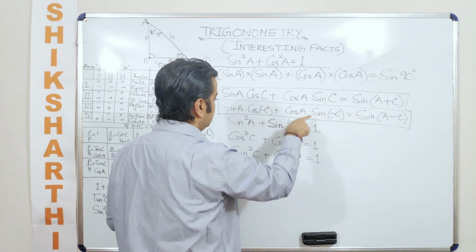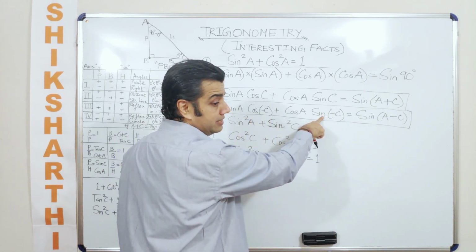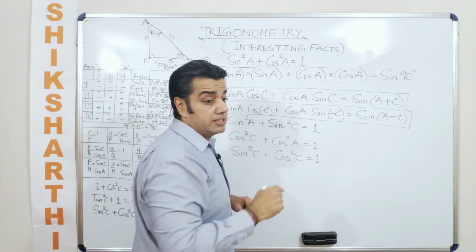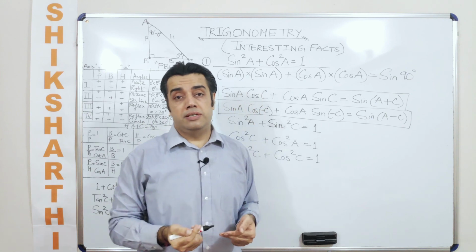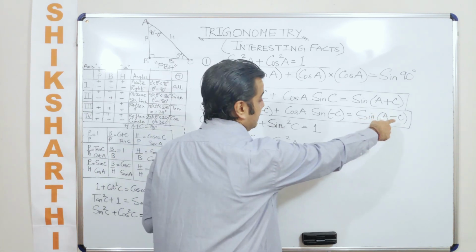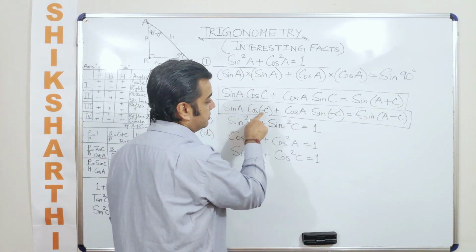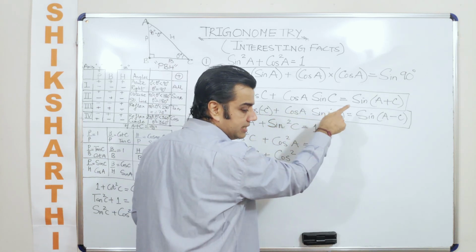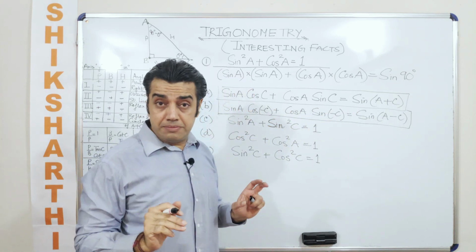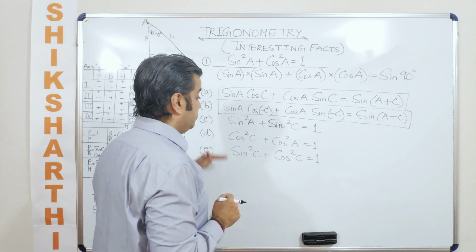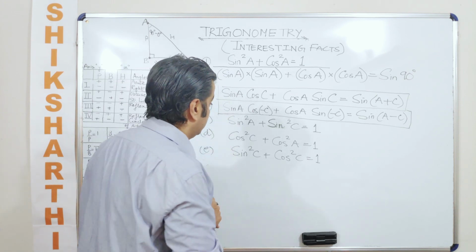So this formula changes to, we know that sine of minus C is minus sine C, but cos of minus C is cos C. So in that case, sine of A minus C can be written as sine A cos C minus cos A sine C. Interesting? Okay. Three more interesting things to be discussed here.